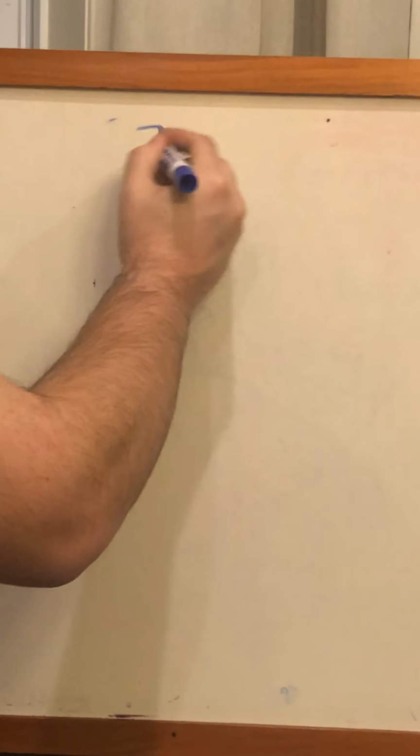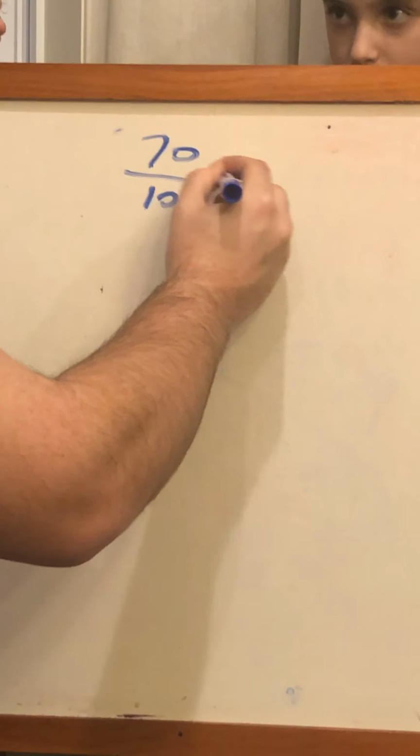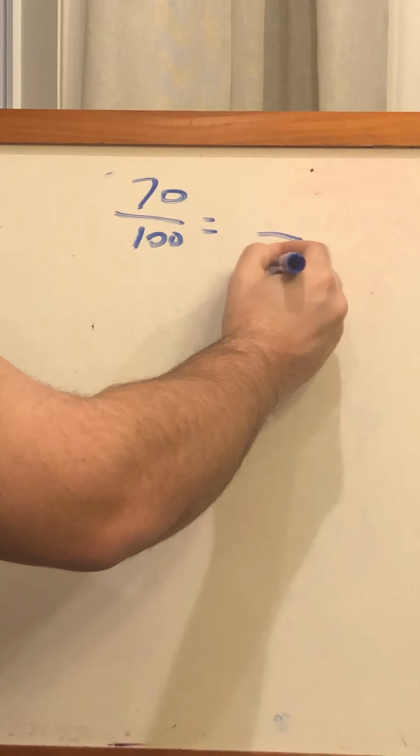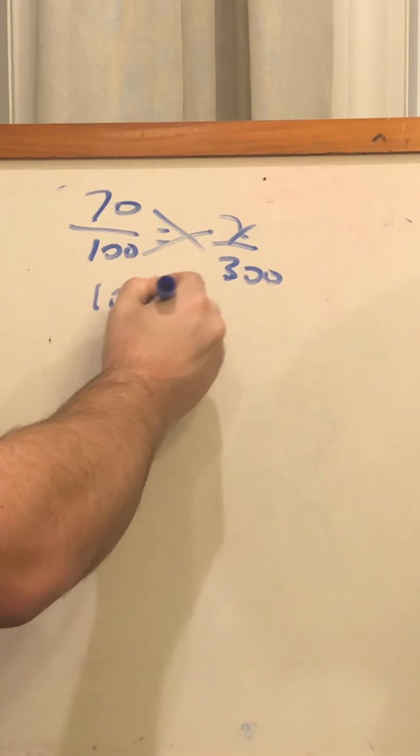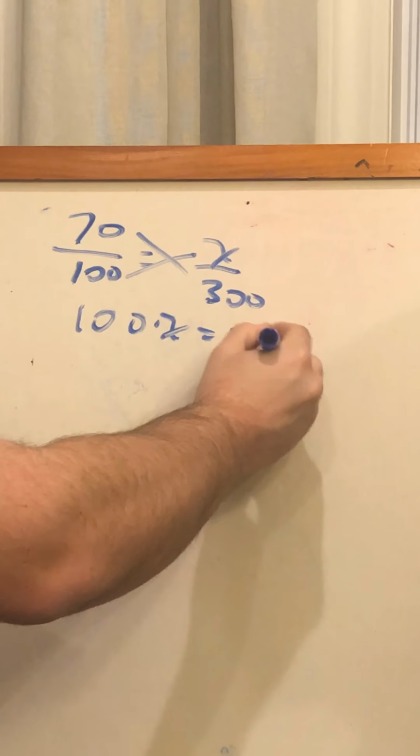Okay, next up. What number is 70% of 300? We're going to pick up speed here a little bit. 70% of 300, of is the total. We're looking for the part, okay? So we're going to cross multiply here. 100 times x, 70 times 300.